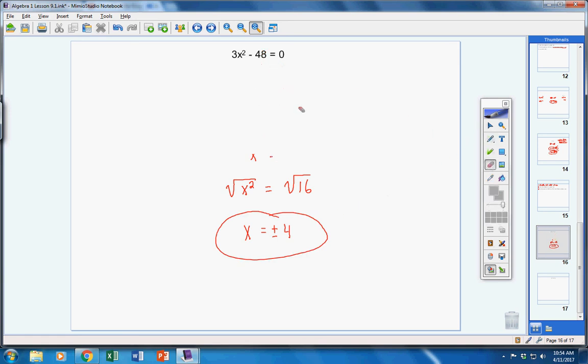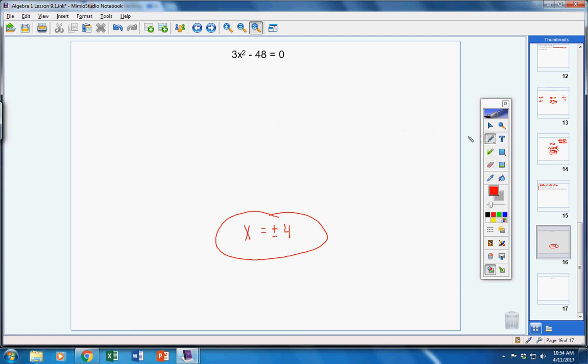Now, do you think that's right? Well, we can always check and see, can't we? 3 parentheses 4 squared minus 48 equals 0. Do your power first. 4 times 4 is 16. So 3 times 16 minus 48 equals 0. And 3 times 16 is 48. So 48 minus 48 equals 0.